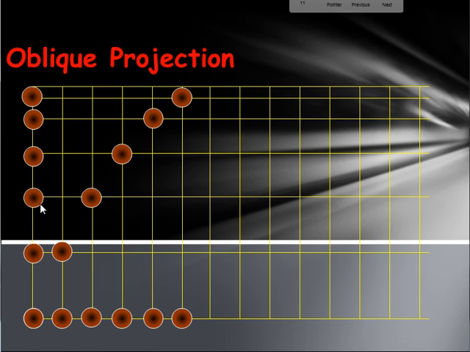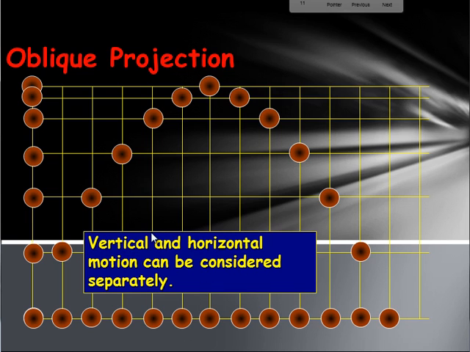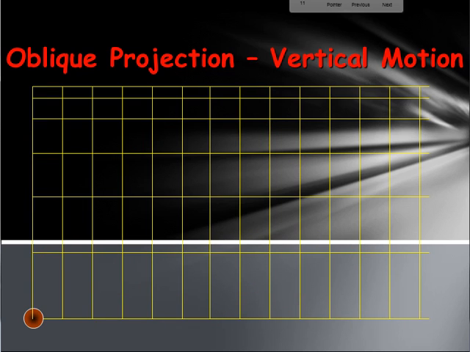So as we can see, we can look at what's happening vertically, we can look at what's happening horizontally, and how the motion's going to change. So no point trying to consider this as one motion, horizontal and vertical components always. So the vertical motion.